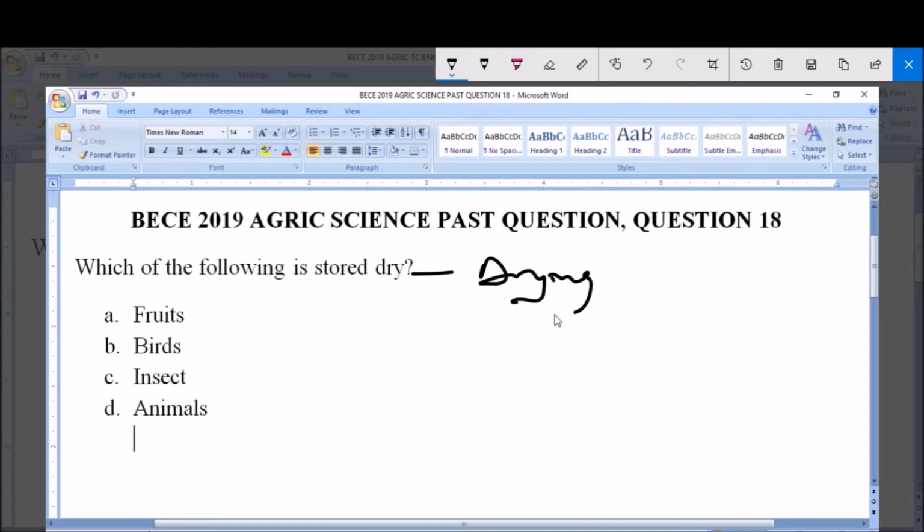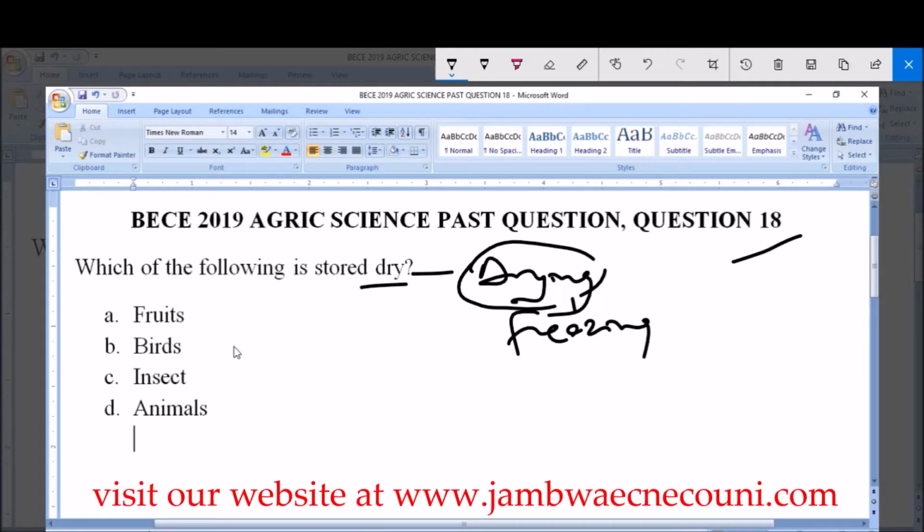Drying is one of the processes or methods of storing agricultural products. We have other methods like freezing. We have several other methods also, but today we are considering drying. And now the question says, which of the following is stored dry? A says fruits, B says birds, C says insects, and D says animals.